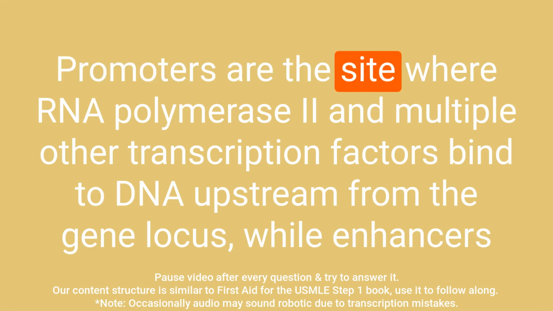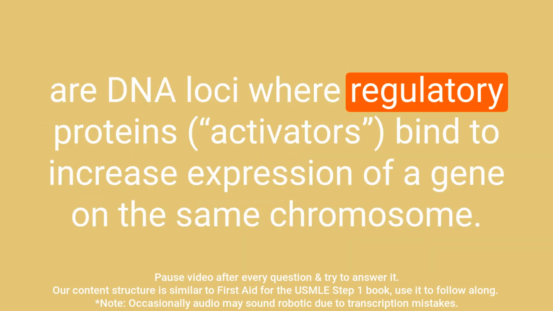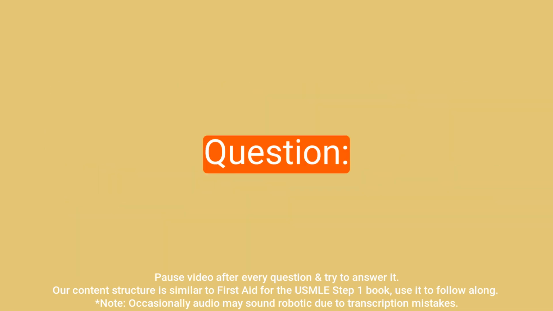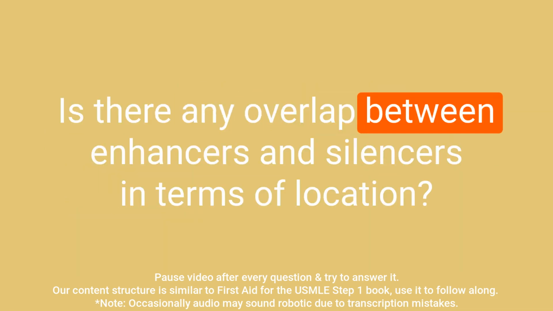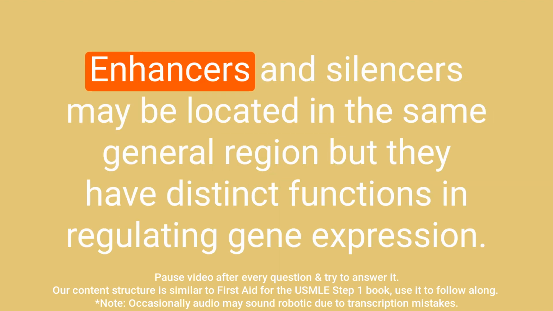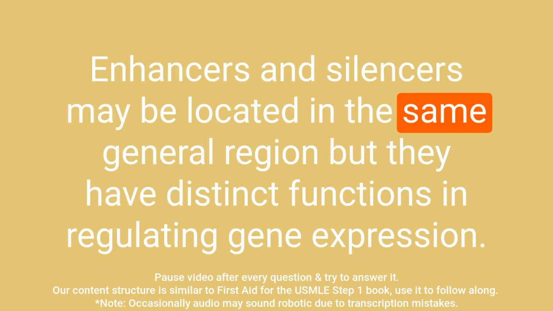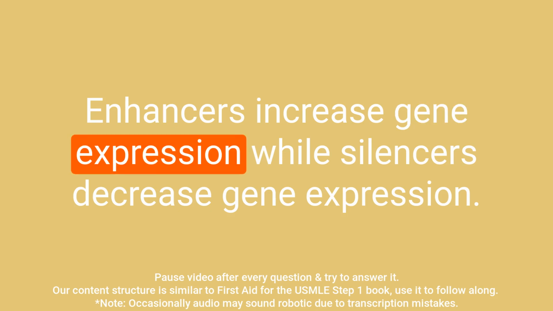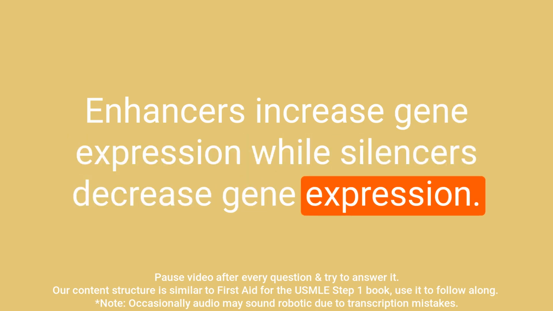Answer: promoters are the site where RNA polymerase II and multiple other transcription factors bind to DNA upstream from the gene locus, while enhancers are DNA loci where regulatory proteins bind to increase expression of a gene on the same chromosome. Question: is there any overlap between enhancers and silencers in terms of location? Answer: enhancers and silencers may be located in the same general region, but they have distinct functions in regulating gene expression. Enhancers increase gene expression while silencers decrease gene expression.